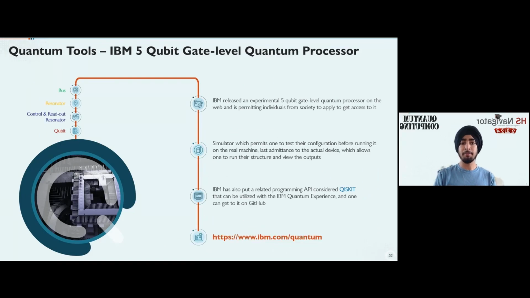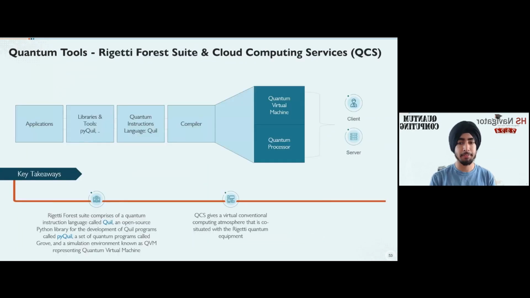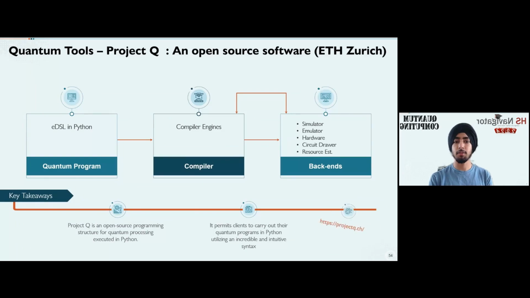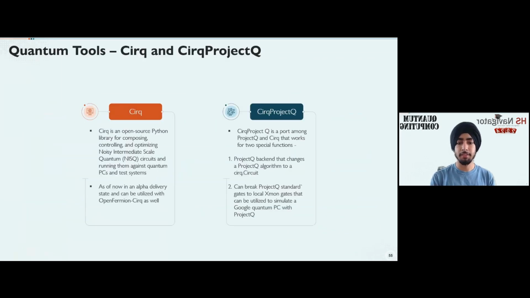Another one of them is IBM. We mentioned IBM a lot, and IBM is a very popular company. Obviously they're working on quantum computers as well. They've also taken their own step into the quantum cloud realm. So these are more quantum tools and quantum projects.